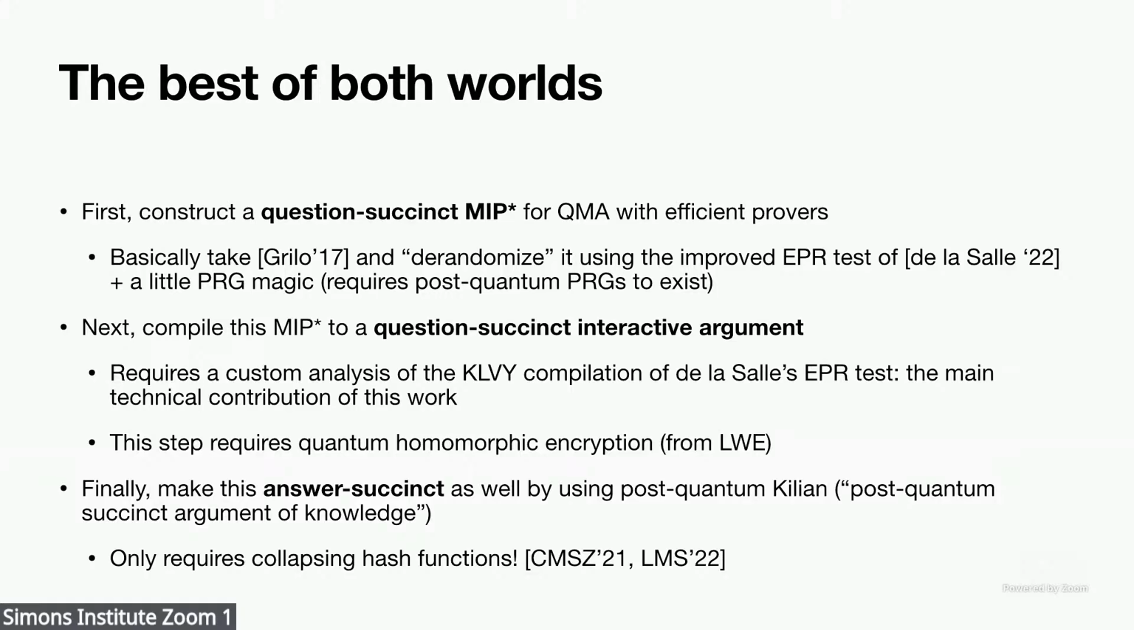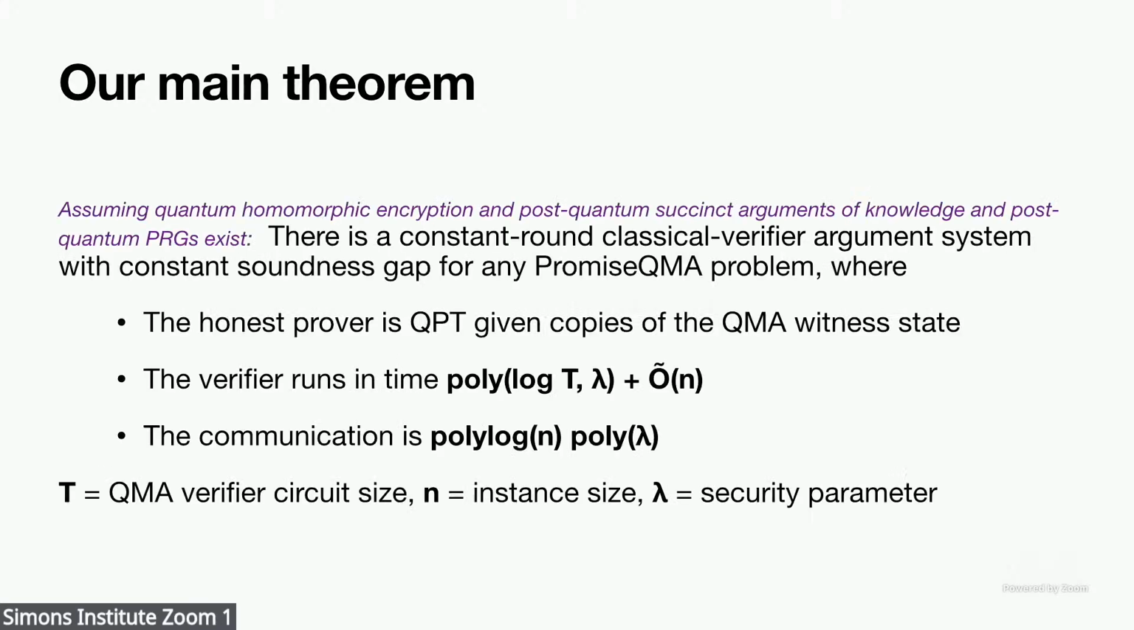Okay, great. So now I can sort of flash the theorem at you. So what is the theorem? Well, assuming that all the things I said you need to assume exist, then there's a constant round classical verifier argument system with a constant soundness gap for any promise QMA problem where you have the following parameters. The honest prover is quantum polynomial time as long as it gets copies of the QMA witness state. The verifier runs in time that's polylog in n, but really we wrote it as polylog in terms of the QMA verifier circuit size.